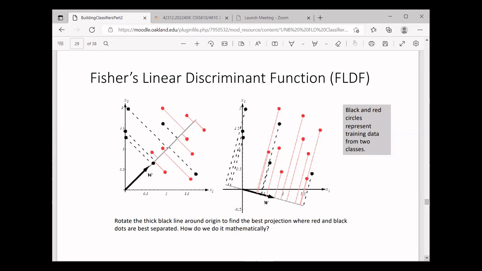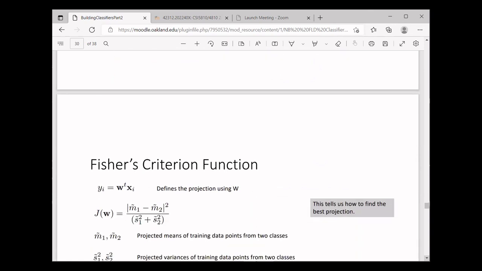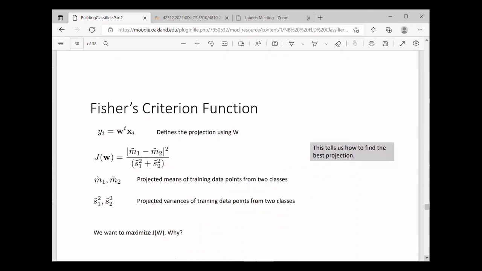So basically, what the Fisher's criterion does is that it tells you how to find such a weight vector such that when you do the projection of data on that weight vector using normal projection, then if you are working with two classes, your data will have a fairly good separation.